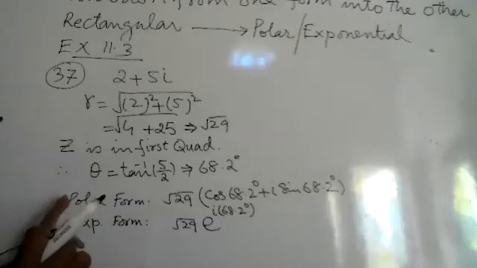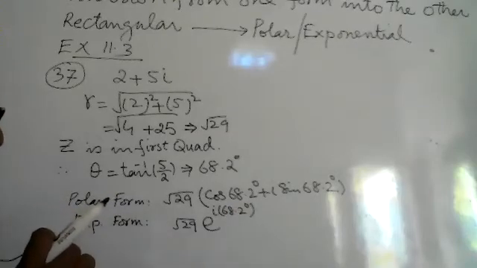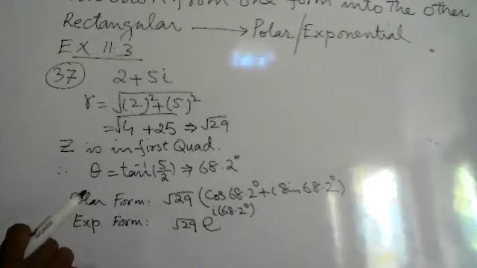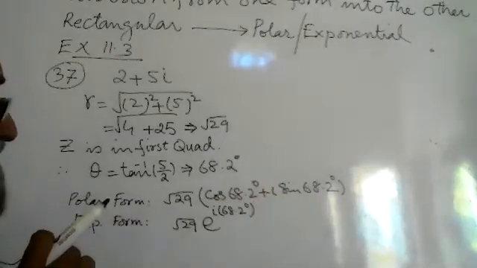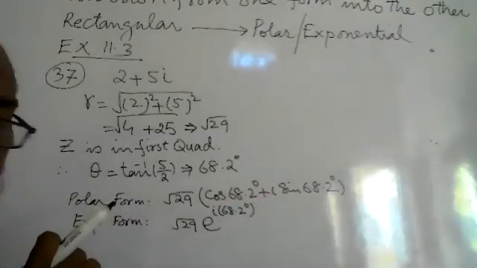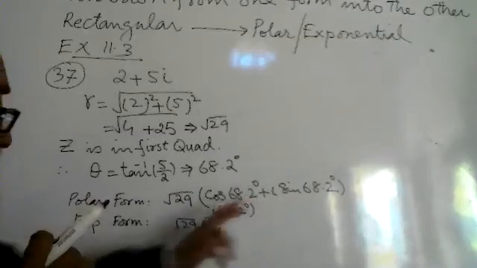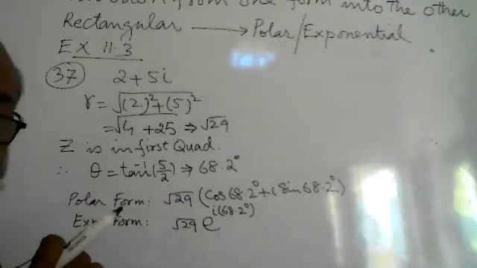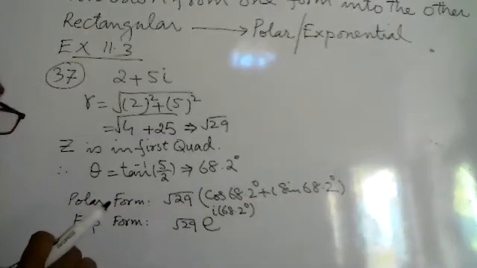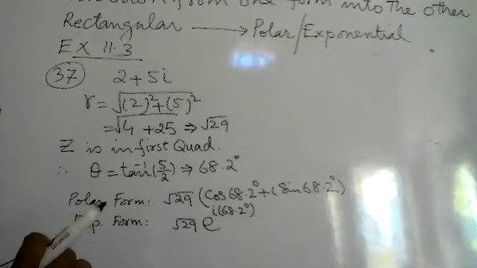So when asked for exponential, write this one. If you are asked to find the polar form, you write this one. That's the final answer. If you are asked for both forms, write the polar form, then write the exponential form. That's the final answer. No need to convert again into the rectangular form.